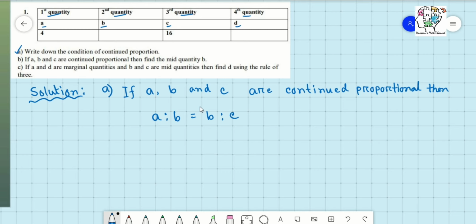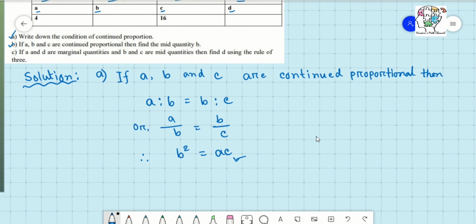Here B continues to the next proportion, so it is called continuate proportion. Or we can write A divided by B is equal to B divided by C. Now if we cross multiply, we'll get B times B, that means B square, is equal to A times C, which is our condition. So which completes question number A. Now we move on to our next question, question number B. If A, B, C are continuate proportional, then find the mid quantity B.